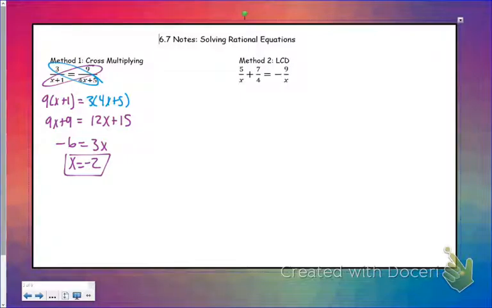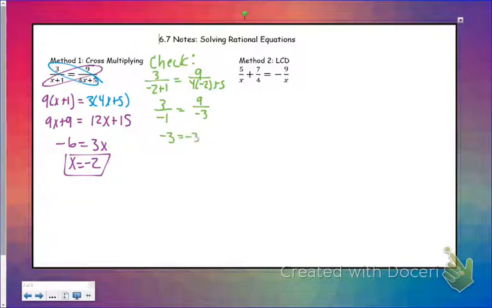So to make sure this answer works, I'm going to go back and check that this answer actually gives us the correct answer. So I'm going to plug in -2 everywhere there was an x in my original problem. So that gives me 3 over -1. This gives me 9 over -3. And both of those things are -3. So that answer does work. It's also very nice because when it comes to time for a test, you'll know for sure that you got your answer right.